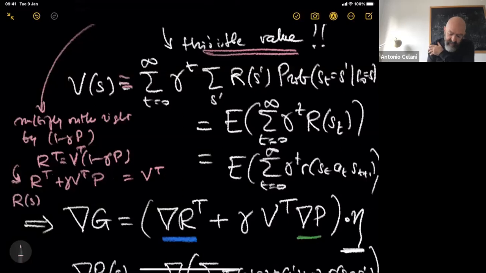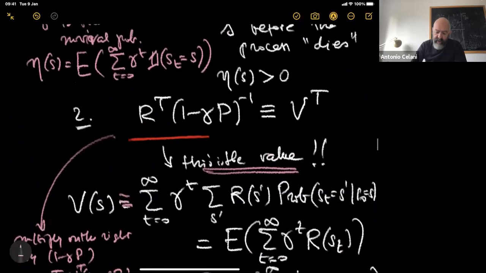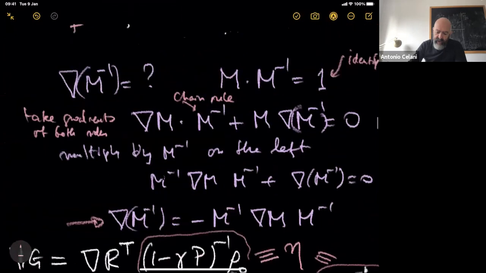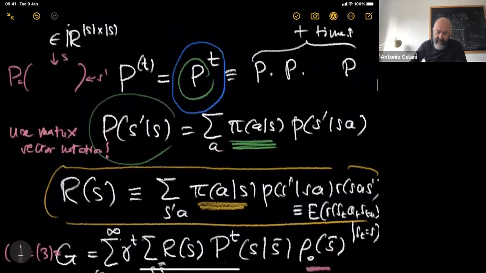R of S plus gamma, and then I have the sum over S prime of V of S prime P of S prime given S equals V of S. Now, if I replace the definitions for capital R and P, remember, the yellow and the green objects that we have been defining here.